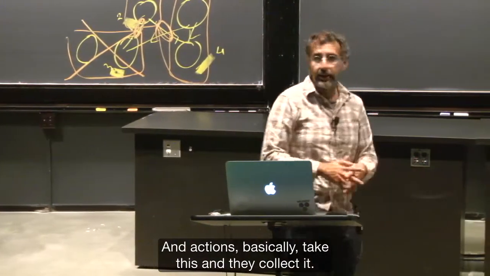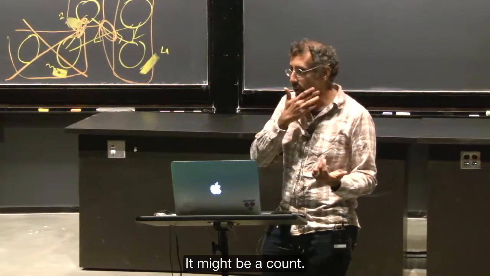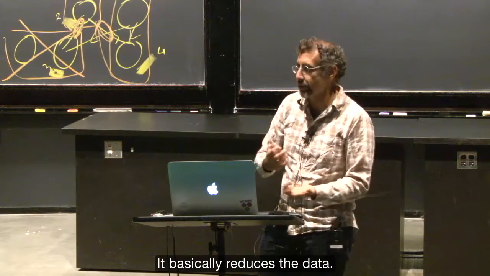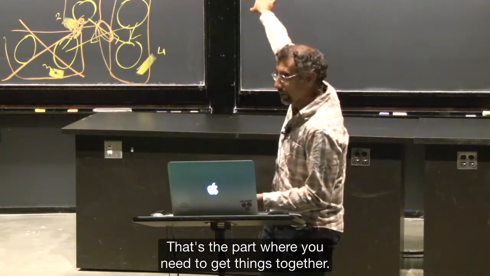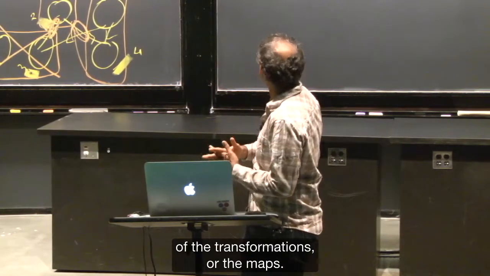And actions basically take this and they collect it. They reduce things, and they create a number out of it. It might be a count, right? It might be a dictionary that it sends back of the word counts, and so on and so forth. It basically reduces the data. That's the non-parallel part. That's the part where you need to get things together. Those are the actions. The parallel part are the transformations, or the maps.